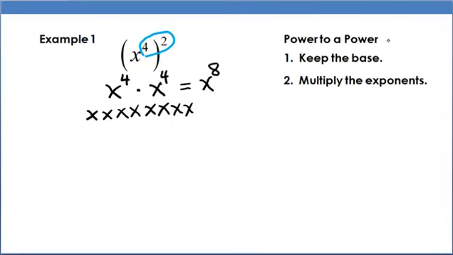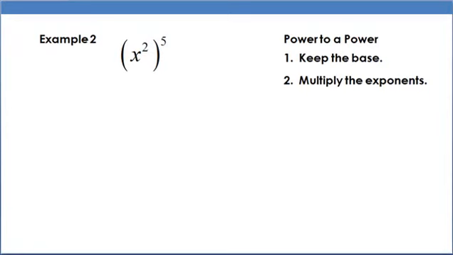So to write out our rule, if we have a power to a power, so we only had one base in this problem, to a power, the entire thing is to a power. So we'll call it a power to a power. We keep the base, so we kept the x, and we multiply on the exponents.